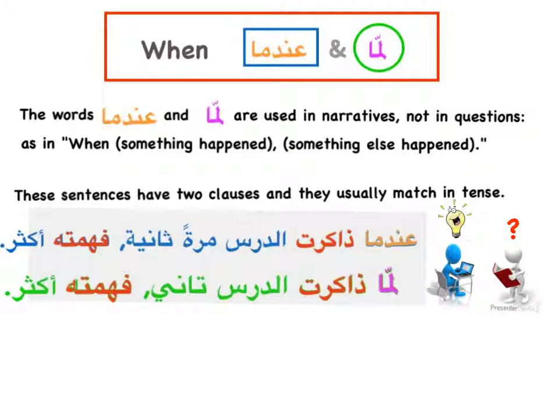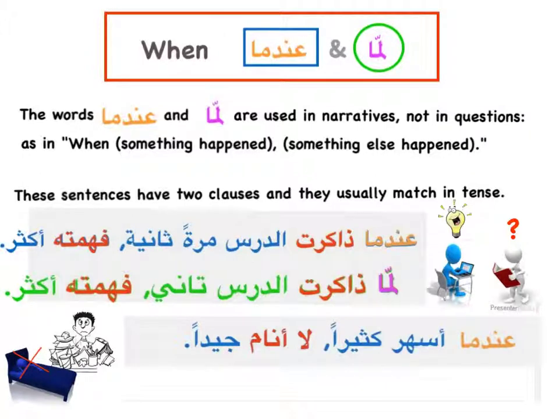I hope you understood that this is not another example, this is in spoken Arabic. لما ذاكرت الدرس الثاني فهمته أكثر. So same case in spoken and in formal Arabic. When you use عندما and لما, in both clauses the tense has to be the same.